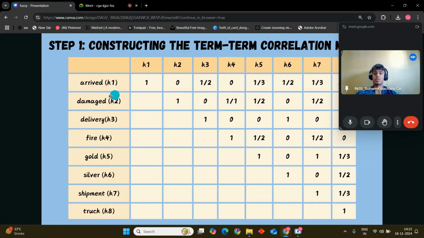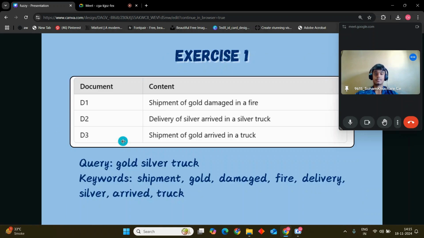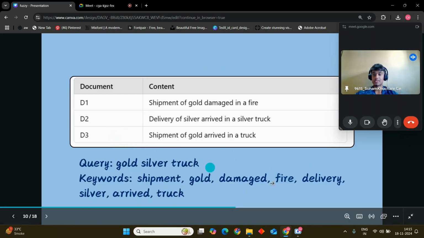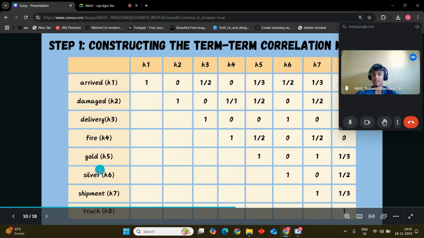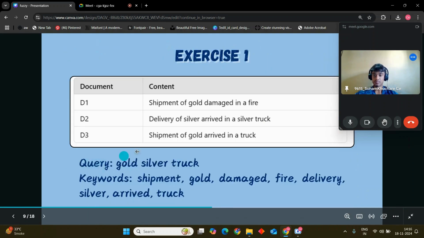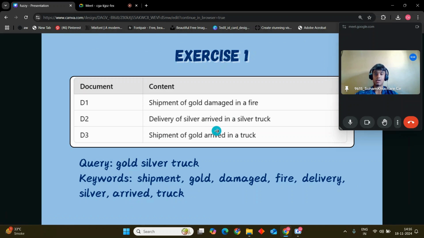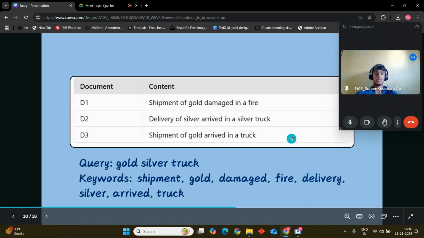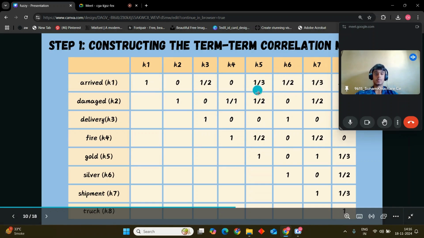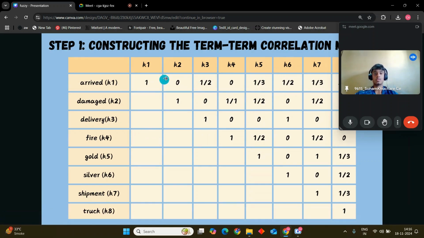So for the same, for K1 and K5, K1 is arrived and K5 is gold. So the occurrences of arrived and gold together are in document 3, and the total occurrences are 3. So the answer becomes 1 upon 3. So accordingly, we fill the whole term correlation matrix.